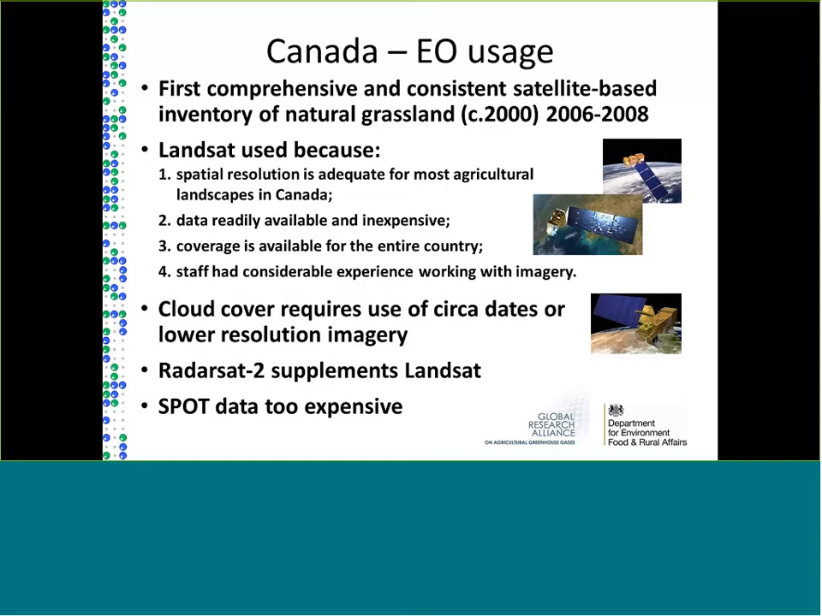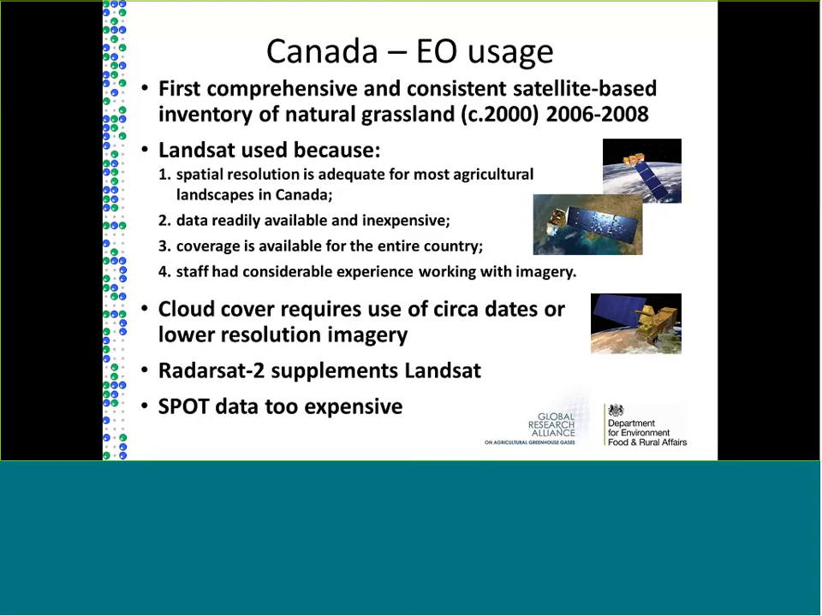Canada, of course, also runs the RadarSat series of satellites, and these are synthetic aperture radar satellites, which are not subject to the problems of cloud cover. So that was used to supplement the Landsat for their data. Spot data was considered to be too expensive.